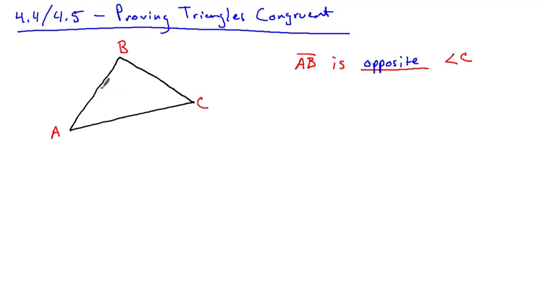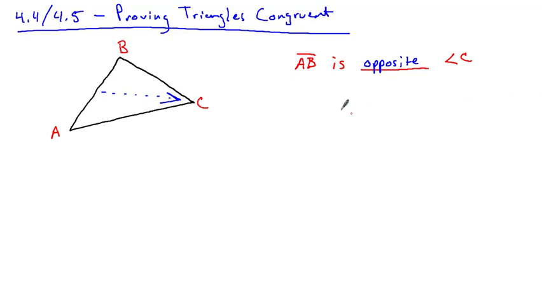Okay, AB is over here, and angle C is on the opposite side of the triangle from it. It's not part of segment AB. It's completely removed from it. It's all the way across, so it's opposite.